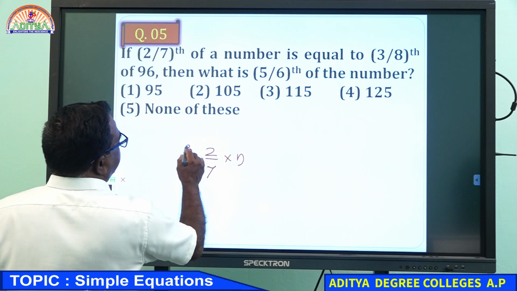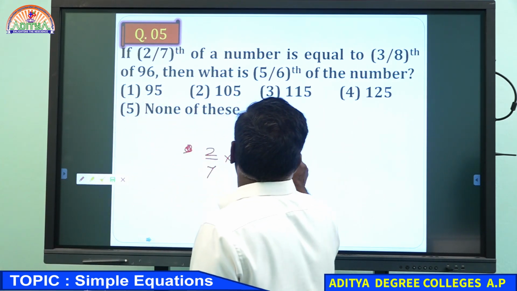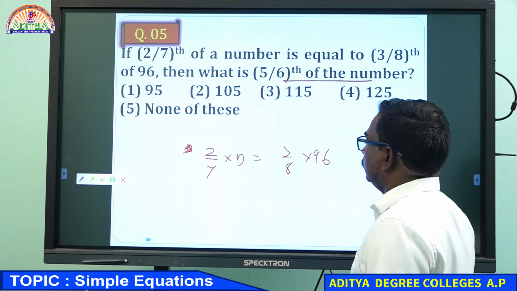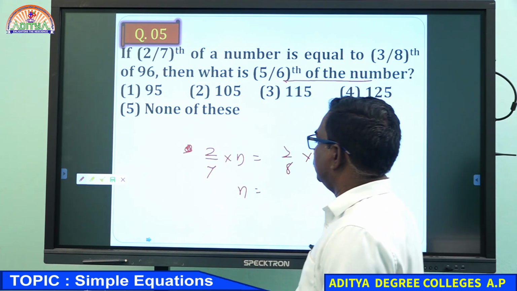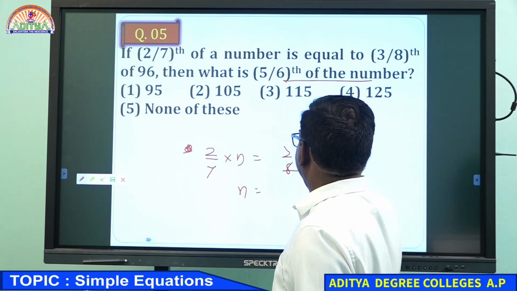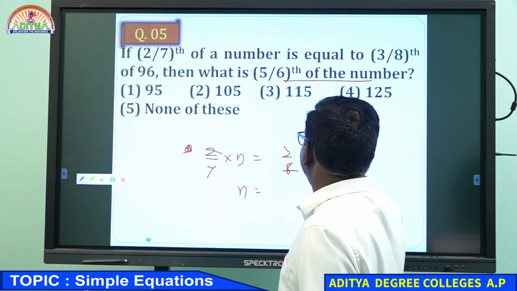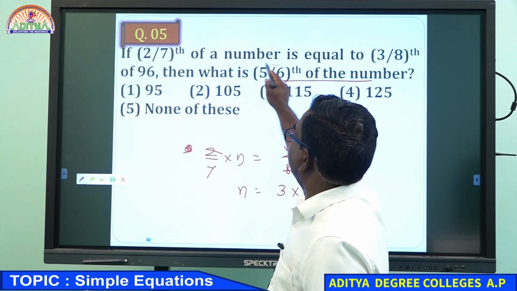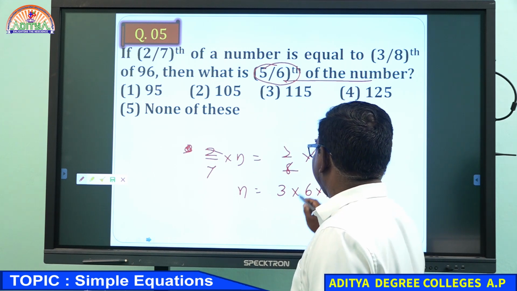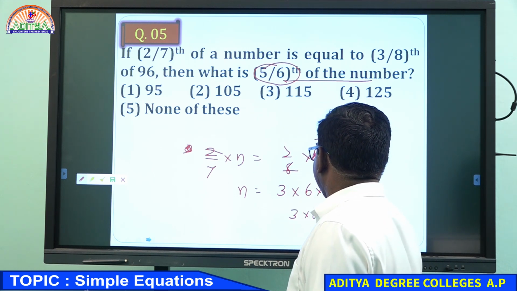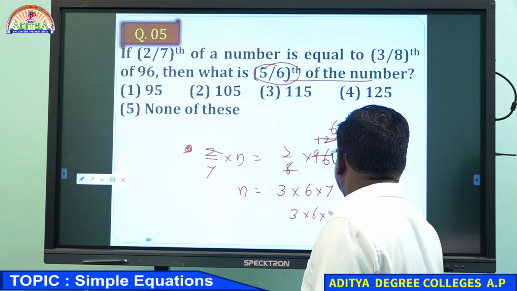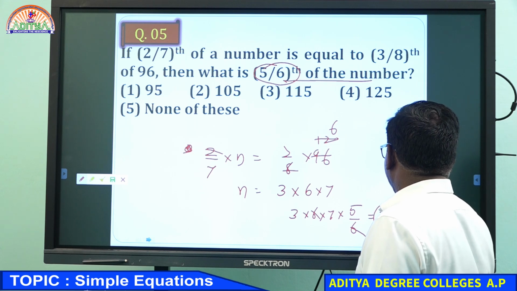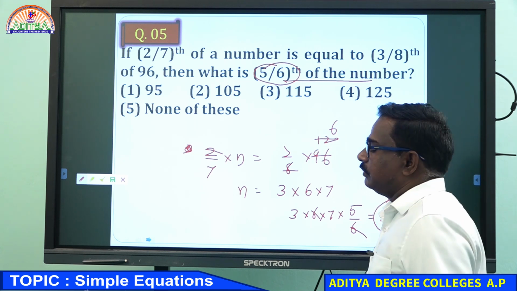2/7 of that number is given as 3/8 of 96. Now what is 5/6 of the number? What number did we get here? This is 12 times, this one is 6 times, and 3 is remaining, 6 is remaining, 7. Now he is asking 5/6 of that number. 3 into 6 into 7 into 5/6. Now 21, 105. Everybody wrote 105 only, right?